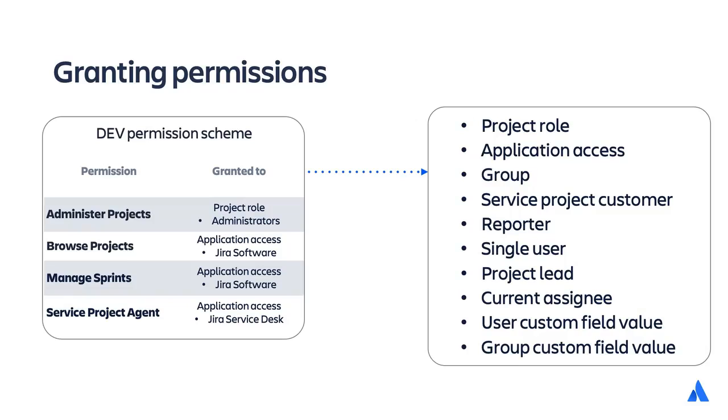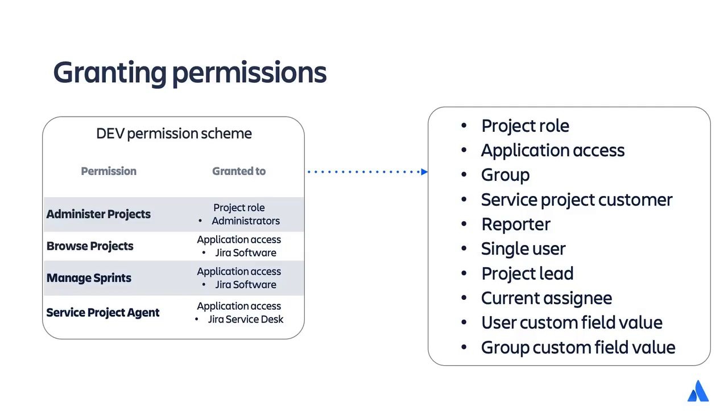With company-managed project permissions, permissions can be granted to groups, project roles, single users, and many other user types in Jira, as you see listed here, such as a project lead. The approach to granting user access to a permission in a project is very important. It will determine the flexibility of that permission scheme and the management overhead needed to maintain it.